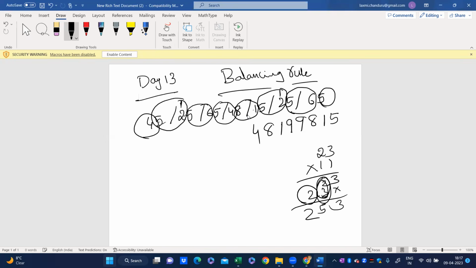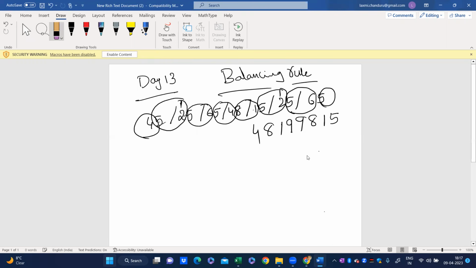Here also we are writing the end numbers like that only, adding the middle digits. So we will be using this balancing rule in multiplications mostly. I will explain one more problem so that you get clarity.